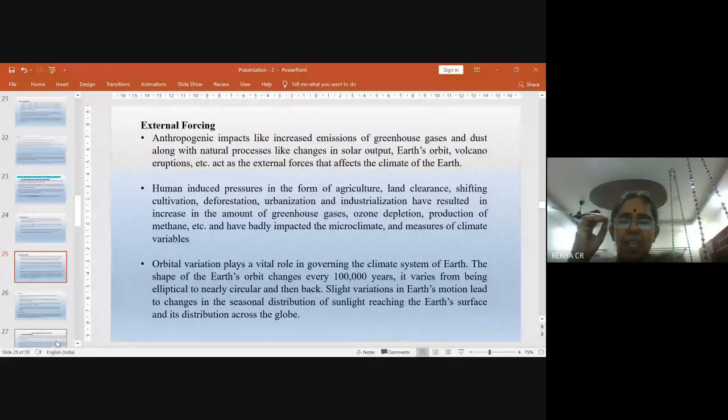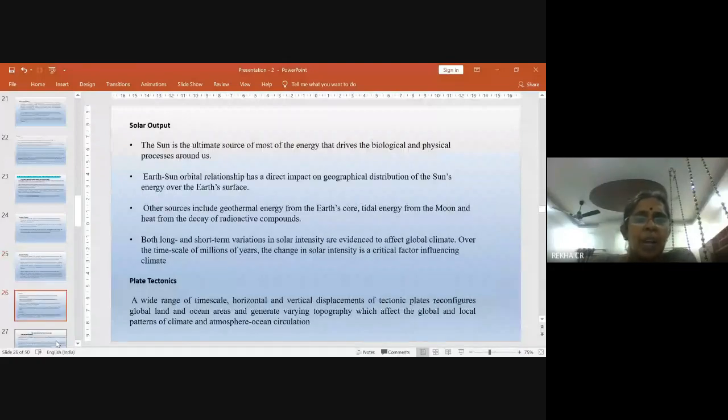So the variation in the orbit plays a vital role in governing the climate system of the Earth. Slight variations in the Earth's motion lead to changes in the seasonal distribution of sunlight reaching the Earth's surface and its distribution across the globe. So coming to solar output, the ultimate source of energy is the sun, which drives all the physical and biological processes. So the Earth-Sun orbital relationship has a direct impact on the geographical distribution of the sun's energy over the Earth's surface. See, the other sources include the geothermal energy from the Earth's core, tidal energy from the moon, and heat from the decay of radioactive compounds.